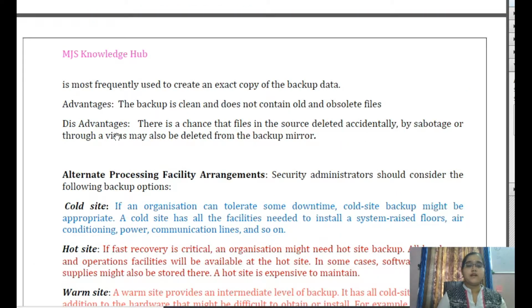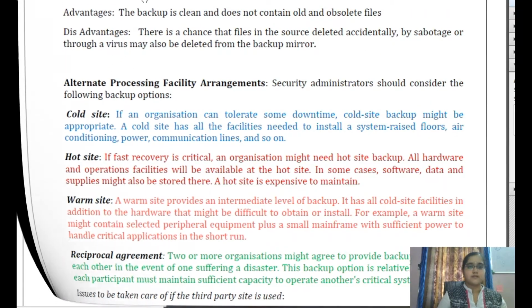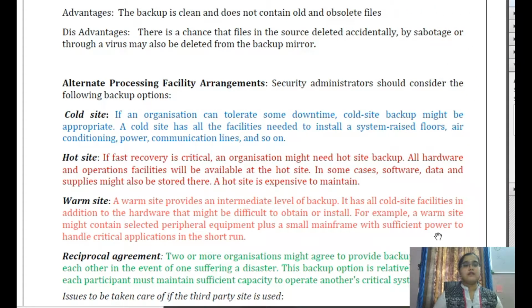Now let us see what are the alternate processing facilities available to us. So friends, now let us see regarding alternate processing facility arrangements. What is this alternate processing facility? See, in the entire chapter we have been saying that there may be a disaster, the disaster will impact the business, the disaster will impact the key critical functions of the organization, we need to protect it, we need to safeguard it, etcetera, right?